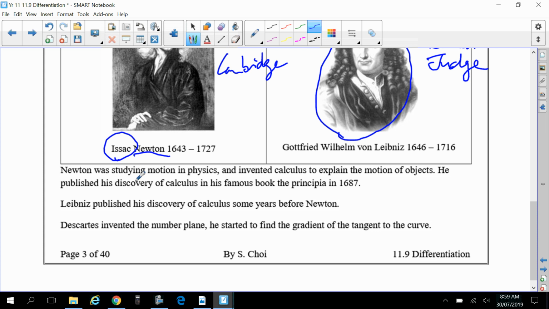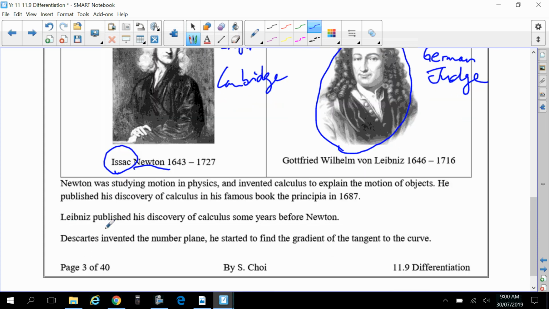But anyway, this guy called Leibniz published his discovery of calculus some years before Newton. So there's a saying, publish or perish. If you don't publish it, someone may publish before you. They say, oh, I'm the first who discovered it, but someone else may have discovered it before you.